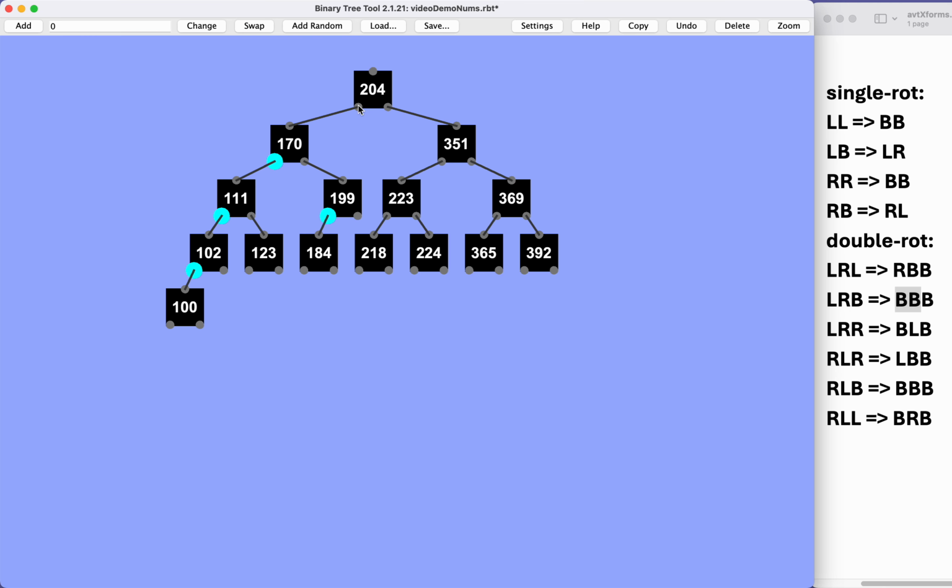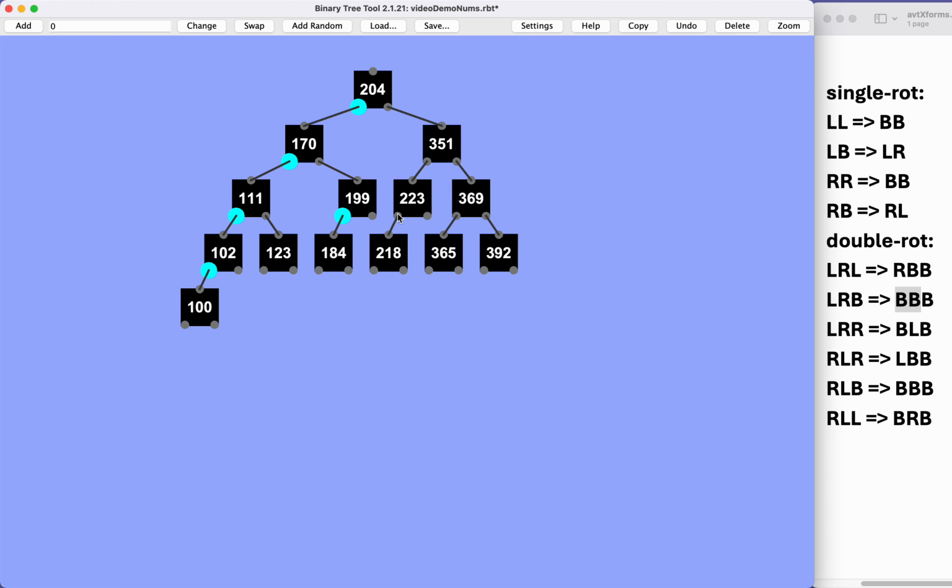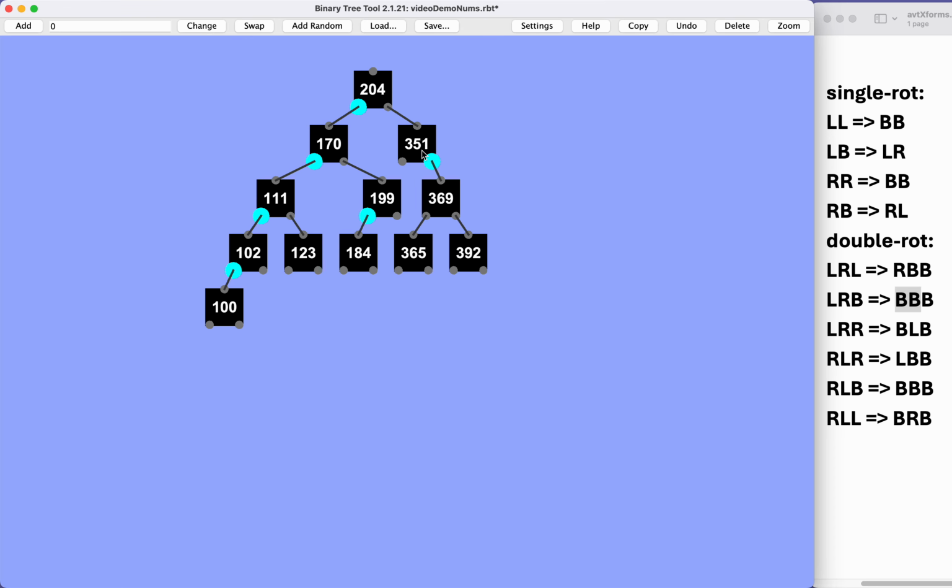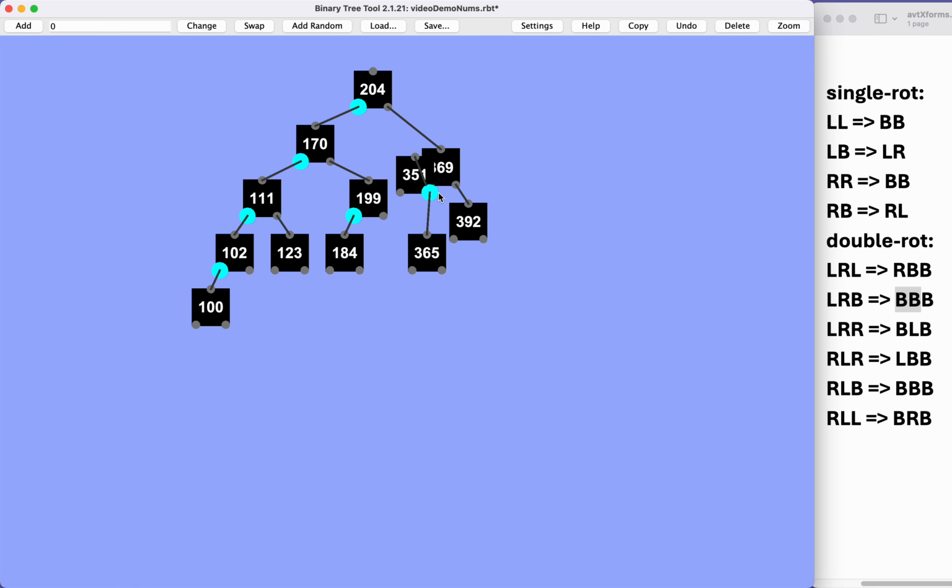Delete 224, just means 223 needs to become left leaning. Delete the 223, that means the 351 needs to become right leaning. Delete the 218, I want to make the 351 even more right leaning, but I can't. And so I need to do an adjustment. And this is the right balanced case, which becomes right left with a single rotation.